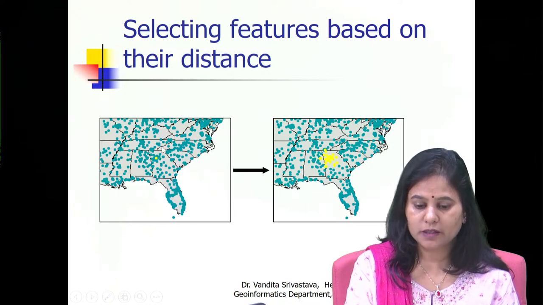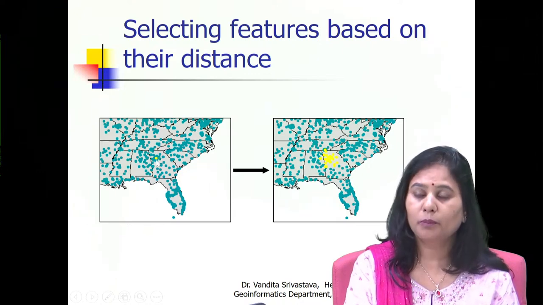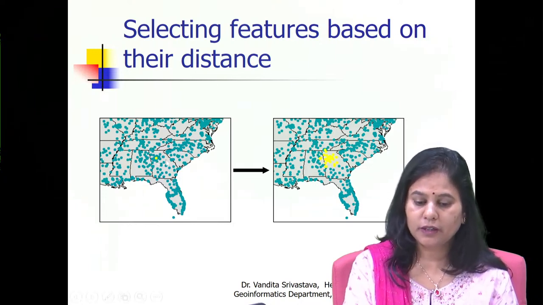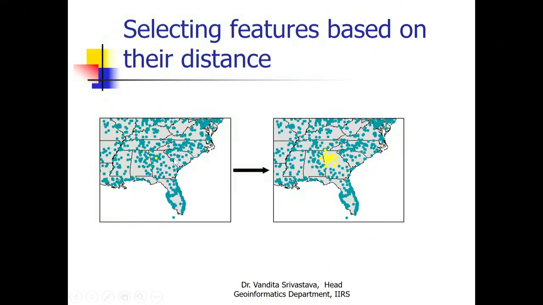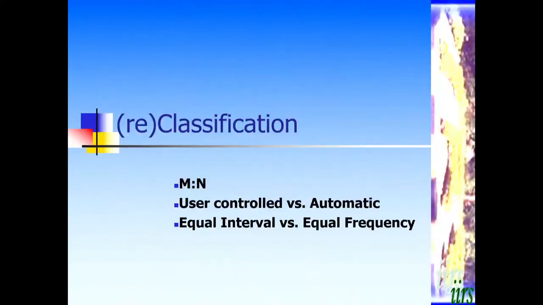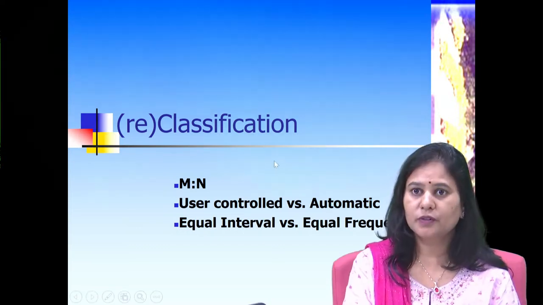I will calculate the distances of all the cities from this particular point. So a kind of virtual buffer we are actually creating here. Within 100 miles, whatever cities are there from this particular city, those will be resulted. So just one spatial query will do here. So distance relationship is used here to find out all the cities that are within 100 miles from the city of Atlanta. Fine. So I would like to end this session here for today, and classification we can take tomorrow.